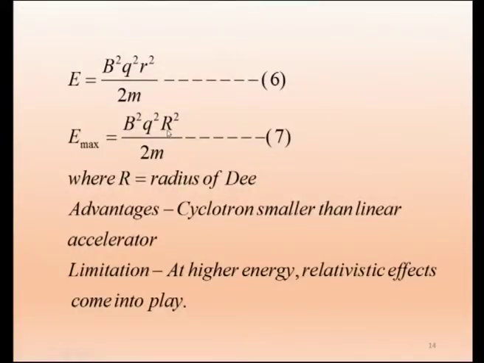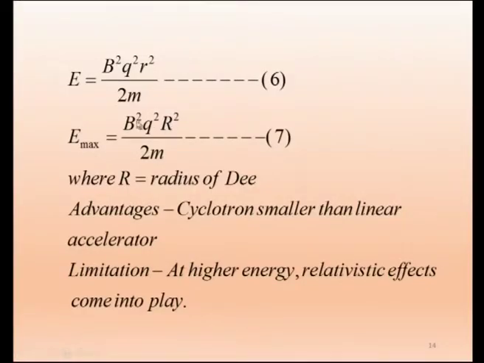Similarly, when you increase the radius of the D, maybe from a 10 inch to a 20 inch diameter cyclotron, you get energy 4 times increased. So energy is a function of B and R. The advantage is that the cyclotron is smaller than the linear accelerator.